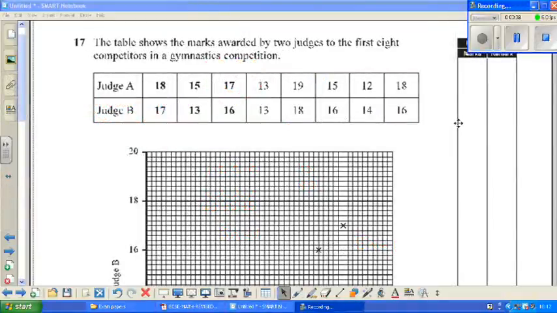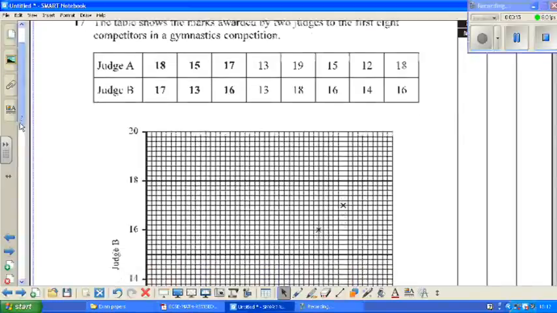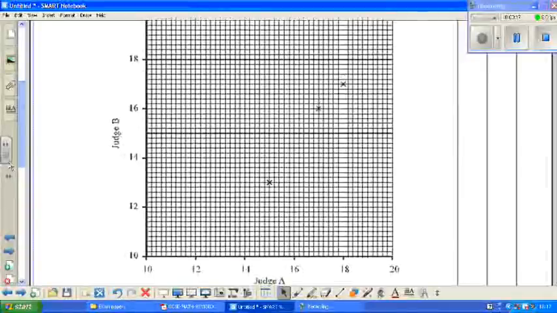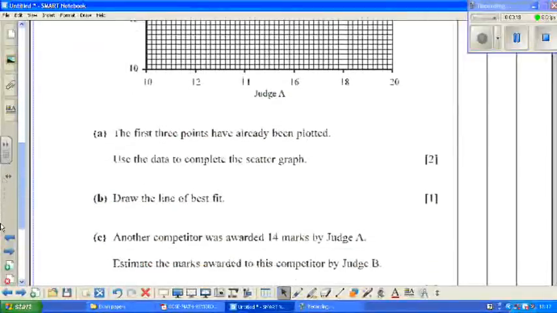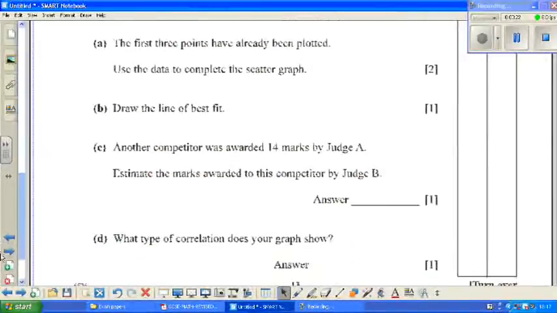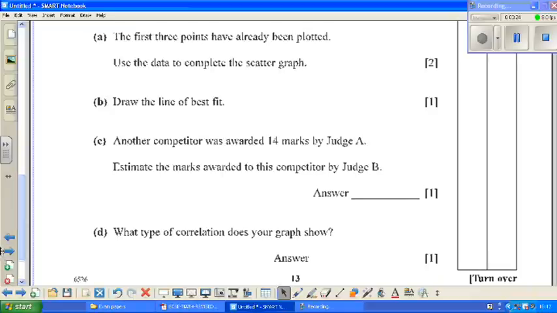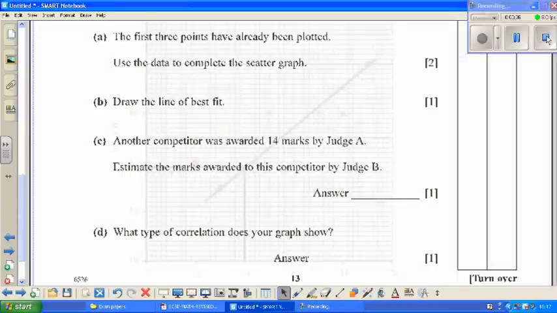Okay, here's question 17. You're given a table of marks that 2 judges gave competitors in a gymnastics competition. There's the table. You've got a grid with 3 points already plotted, and you've got to complete the scatter graph, draw the line of best fit. You're given that Judge A marked someone 14 marks. You have to estimate what Judge B would give, and then finally identify the type of correlation.